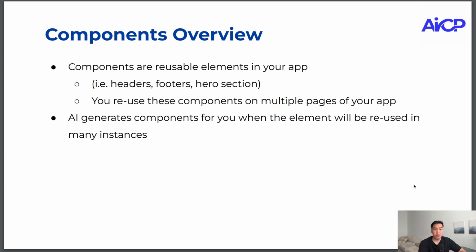So if you're Apple, right, and you go to apple.com, you have a header and a footer, but if you go to apple.com/shop, you'll also have the same header and footer. Because we're reusing those elements, we'll basically create them as components within React. So when you have an app with many instances of an element, the AI will generate components for you, which are then reusable across all pages of your application. And it's important to know this because when you do want to edit the header or footer, you'll know to edit the component file and not the actual page that it's situated on.